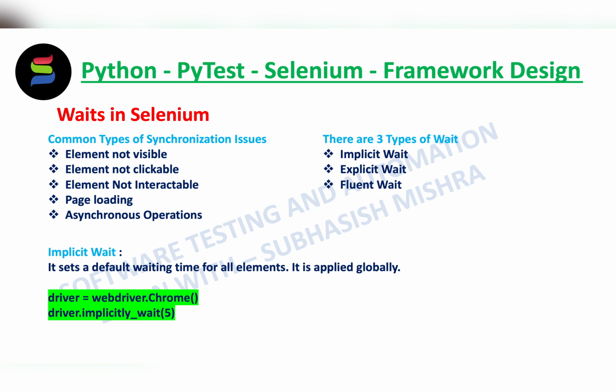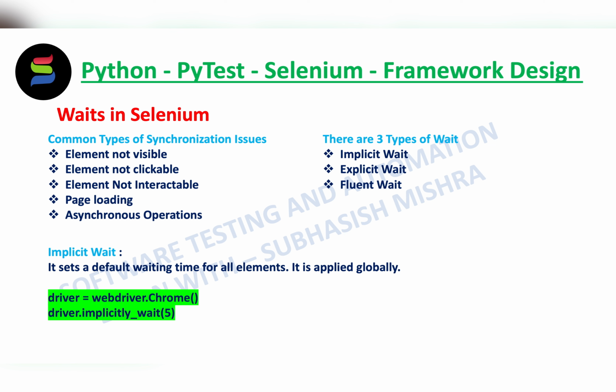So what is implicit wait? Implicit wait sets a default waiting time for all elements. When Selenium cannot find an element immediately, it will wait for the specified time before throwing a no such element exception. So how will we use it? We will write it this way: driver = webdriver.Chrome, then we can use driver.implicitly_wait(5). So 5 is nothing but the 5 seconds we are waiting.